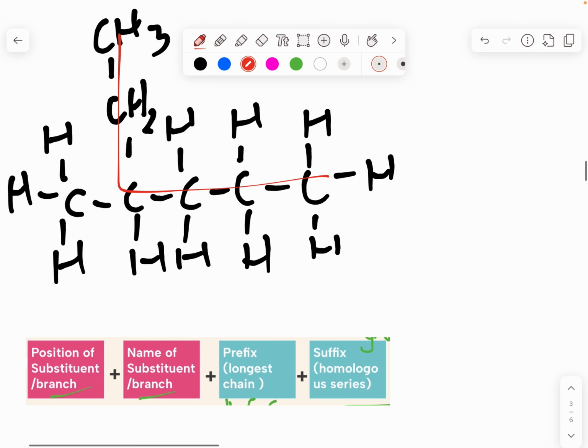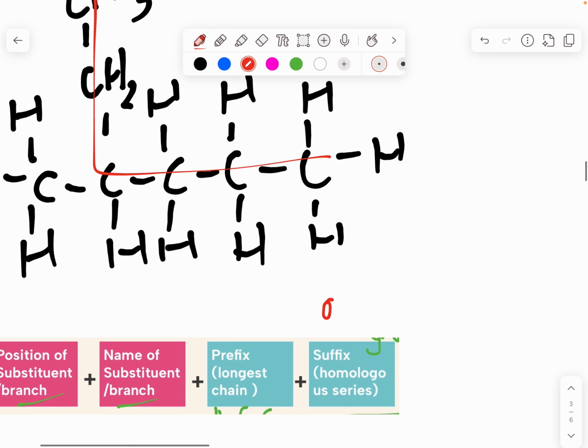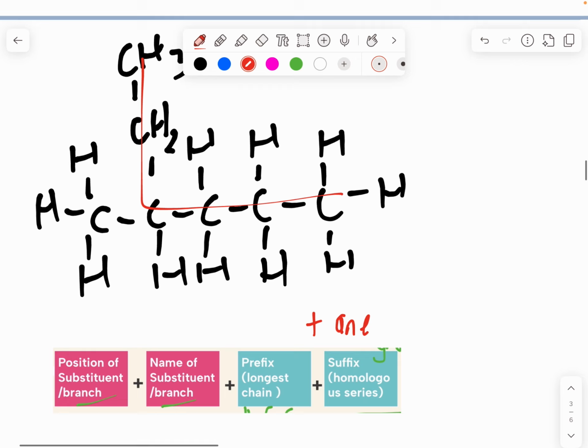Next, we do our suffix on our longest continuous carbon chain. We're only seeing C single bond C, so that's going to be ANE. And for the prefix, based on the number of carbons in the longest chain, we're seeing 1, 2, 3, 4, 5, 6. 6 is hex.